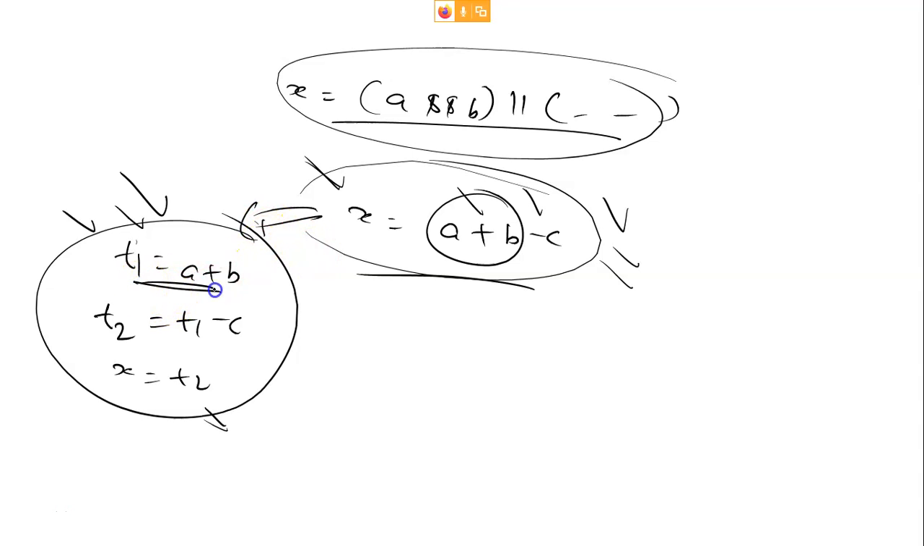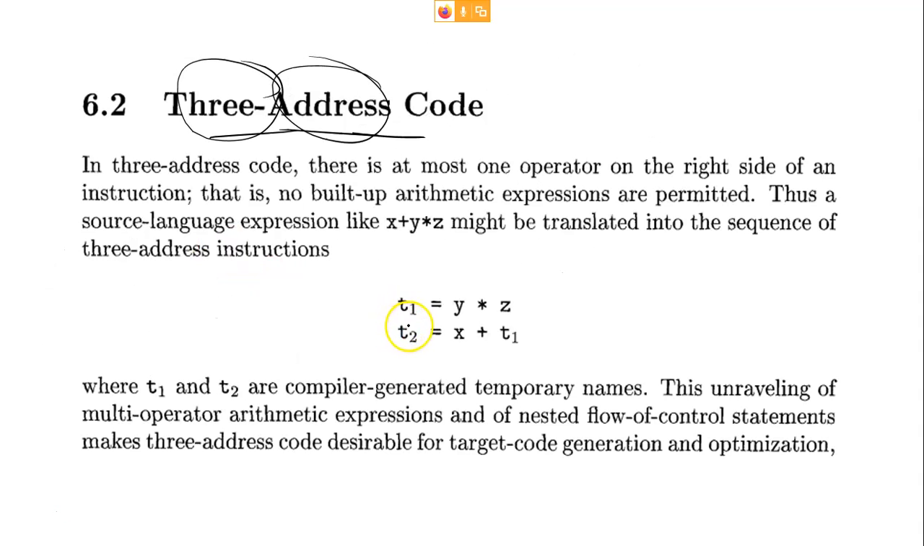So this is a three address code statement, because you can see here we only have one operator on the right hand side of the assignment. This is the assignment, and on the right hand side we have at most one operator. So these are mostly the three address codes for expressions.